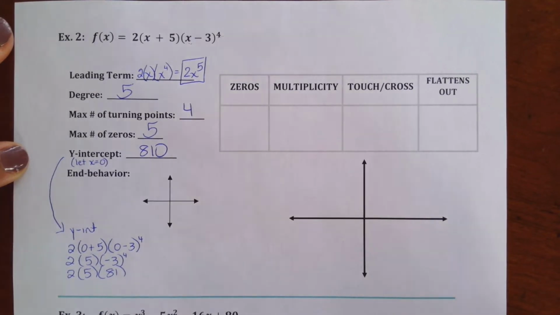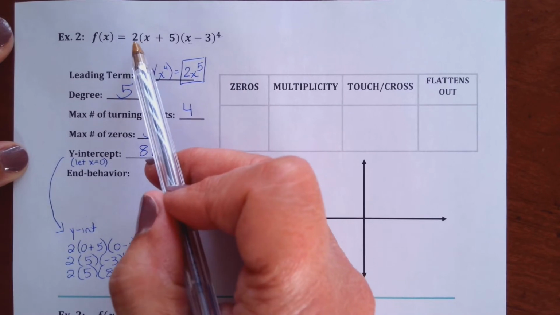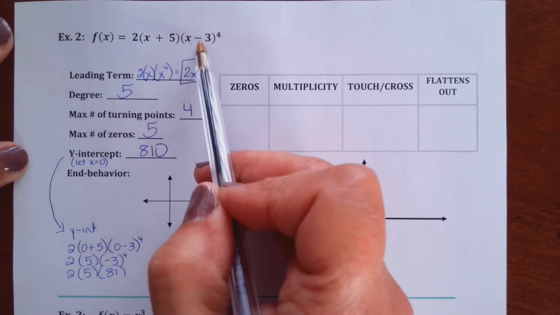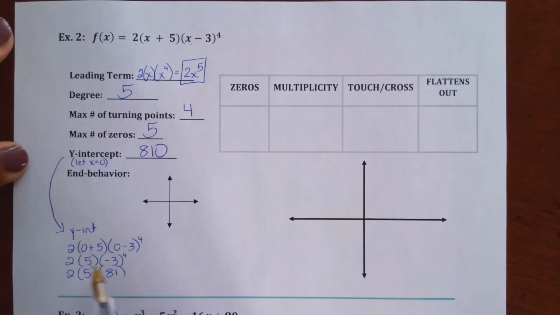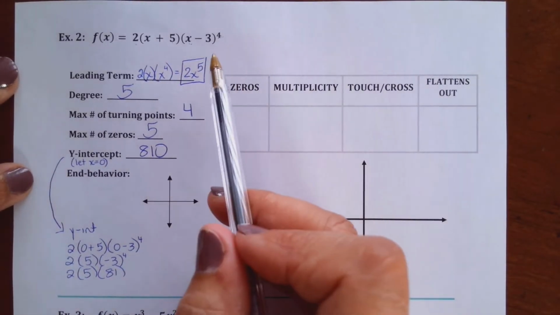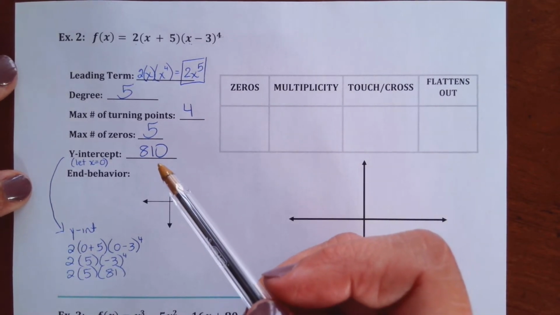Okay? Now, if you did it the way I did the leading term, you would take the last terms. So you do 2 times 5 times negative 3 to the 4th, which is exactly what we did right here. But I always like to remind you that to find the y-intercept is just as easy to let all the x's be 0. Okay? So if you ever get stuck on that, that's how you do that.